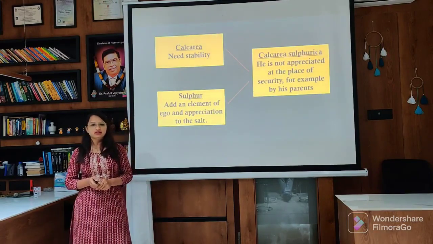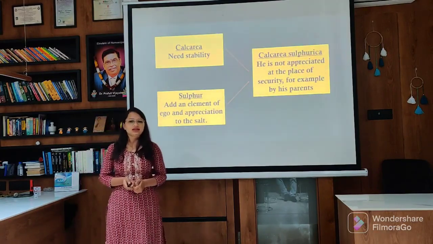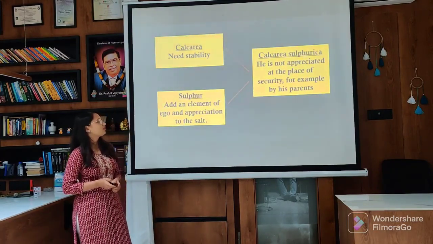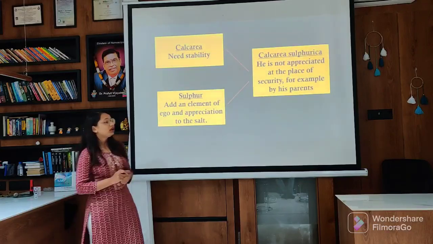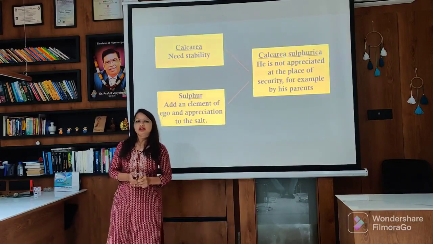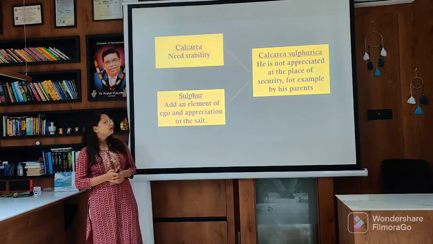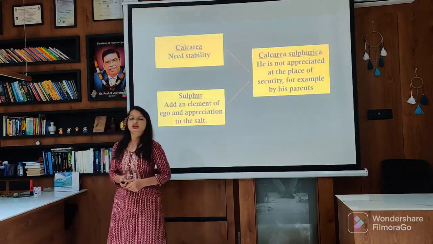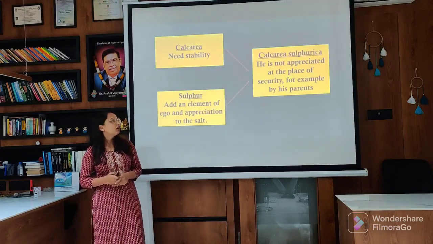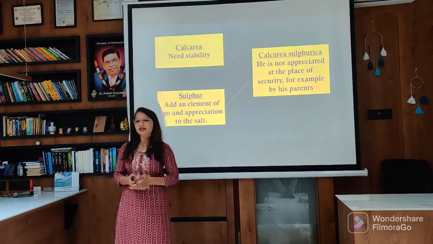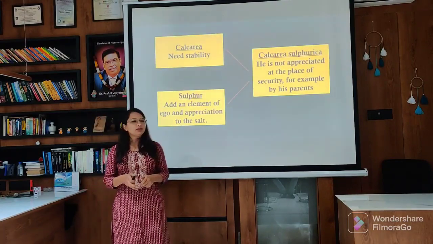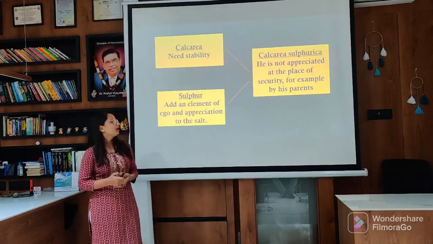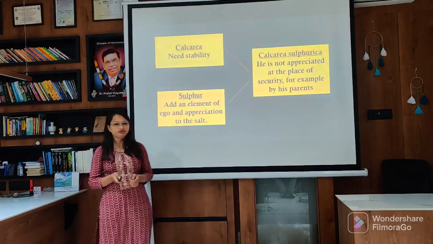So Calcarea sulfurica has not been appreciated at a place of security, for example by his parents. Calcarea sulf children come to the clinic and say that they do everything for the family, but they are not noticed, while their younger brother impresses the parents by sweet talks.